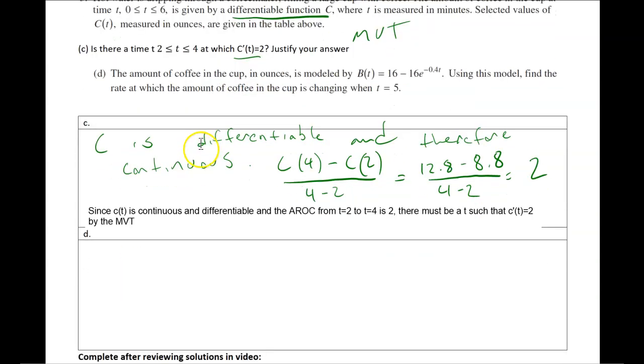All right. Last one is the amount of coffee in the cup. What are we saying? The amount of the coffee in the cup in ounces is modeled by B of t. Find the rate at which the amount of coffee in the cup is changing. So this is just like, can you interpret the text? If it's the rate at which the amount of coffee in the cup is changing, this is really just asking you for B prime of 5, right?